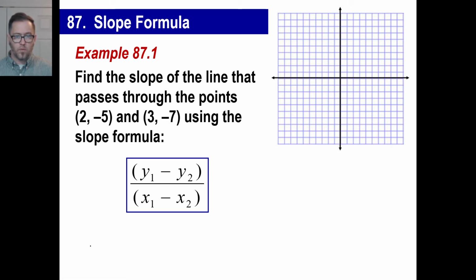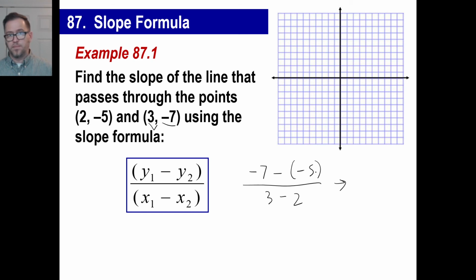Okay, let's try the other way. And we'll use this y first, okay? We'll use -7 first. -7 minus, and we'll go -5 this time. Since we started with a -7 this time, underneath we need to start with a 3. So we say 3 minus 2. Well, -7 minus -5 is the same thing as -7 plus 5. So -7 plus 5 is -2. And 3 minus 2 is 1. So same thing. It doesn't matter as long as you're consistent.